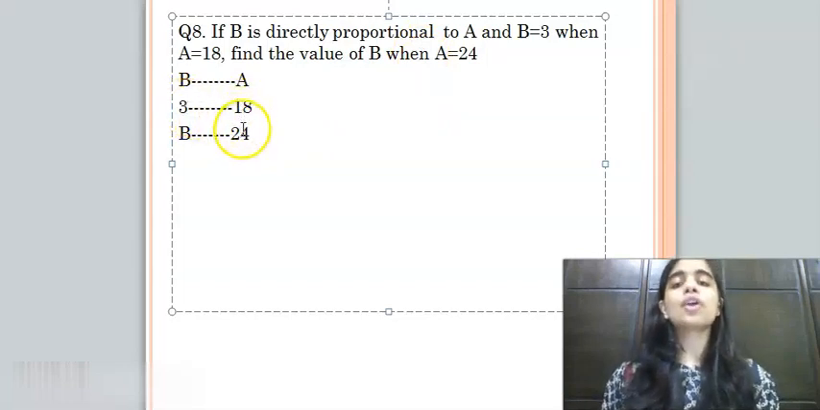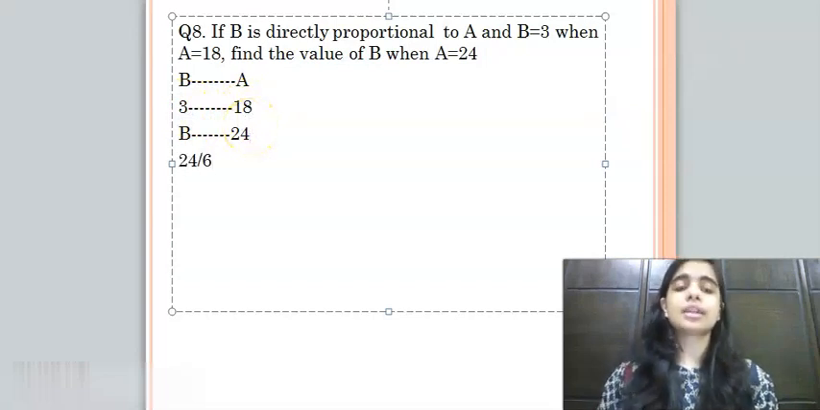Okay. So if I am dividing 3 by 18, it will be 1 upon 6, and 24, that means it will be 24 divided by 6. And 24 divided by 6 is 4. So the answer for 24 multiplied by 3 divided by 18 is 4. So the value of b is 4.